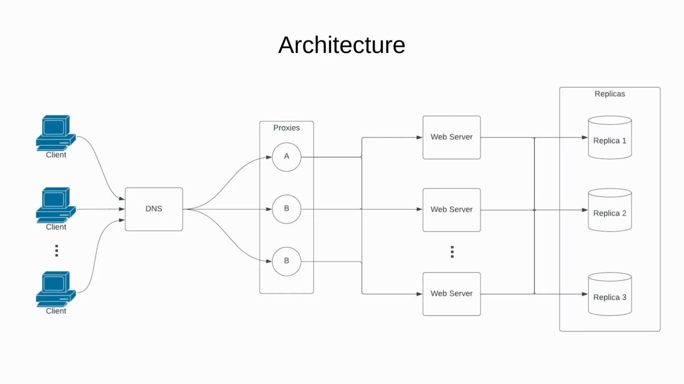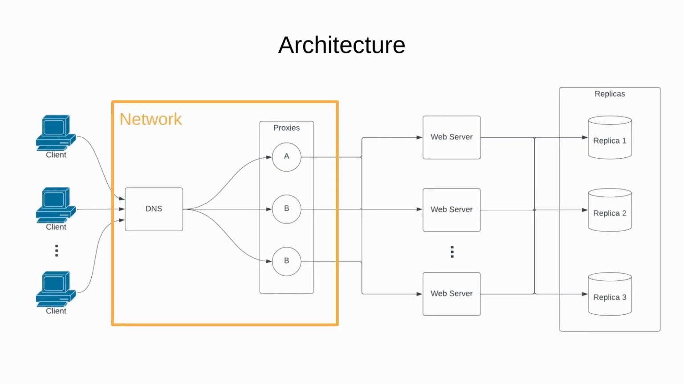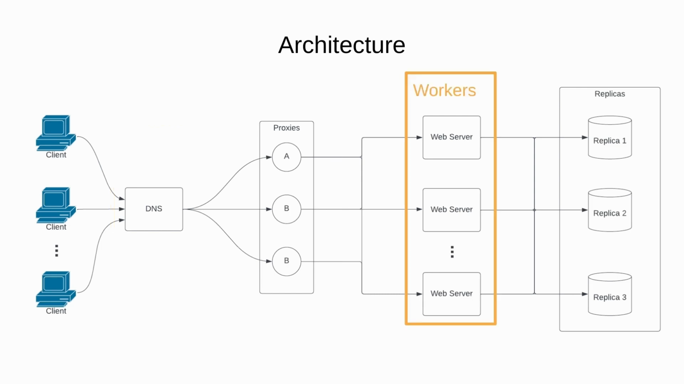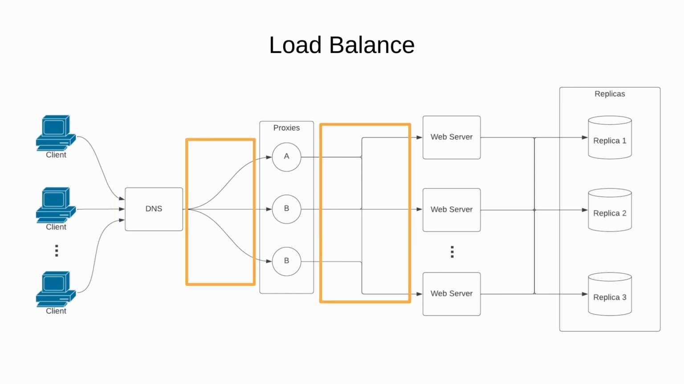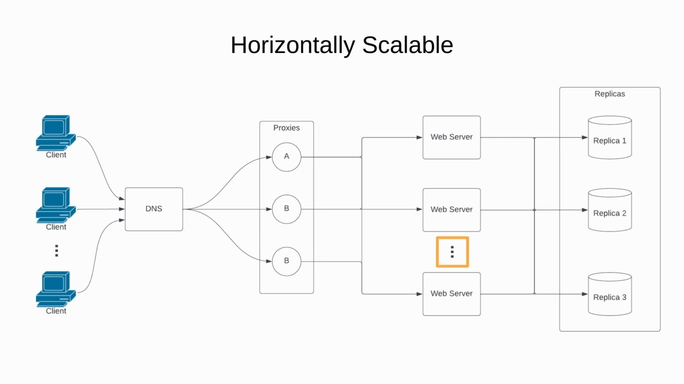Looking at the developed architecture, we have clients, a network composed of DNS and proxies, a backend of web workers, and database replicas. There is load balancing on the network for resource distribution. The architecture is made to support horizontal scalability to meet high processing demands.